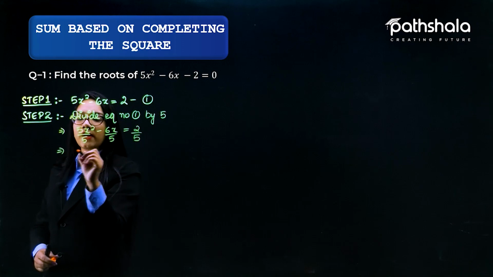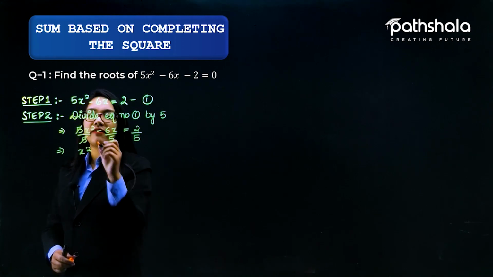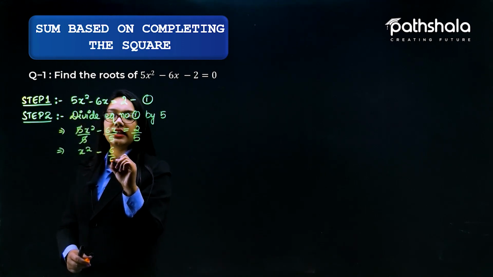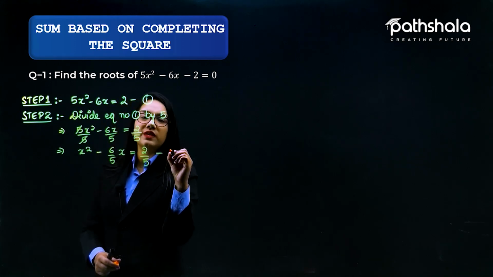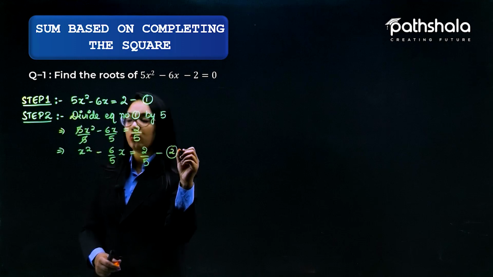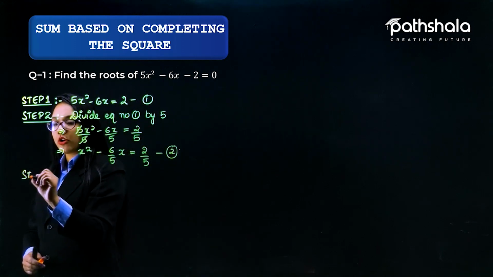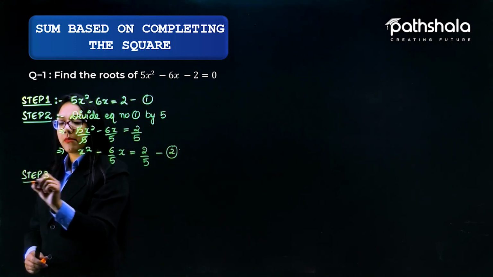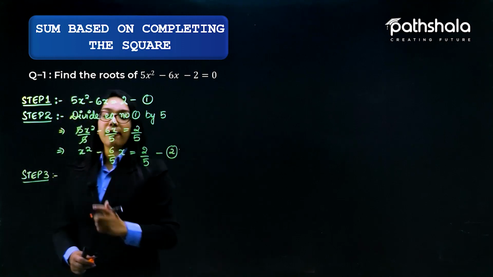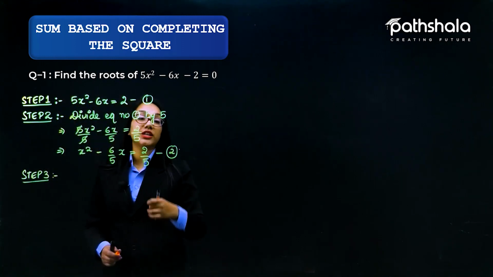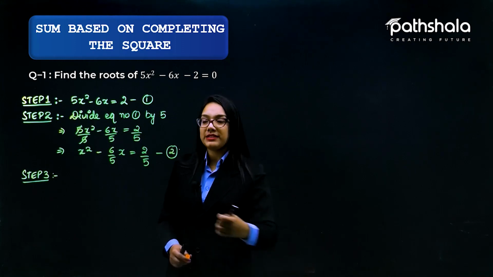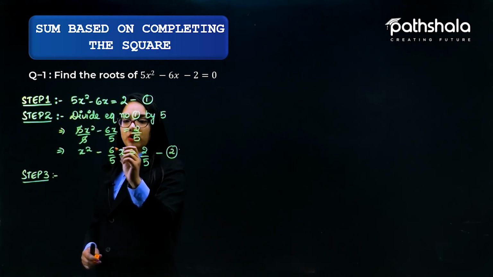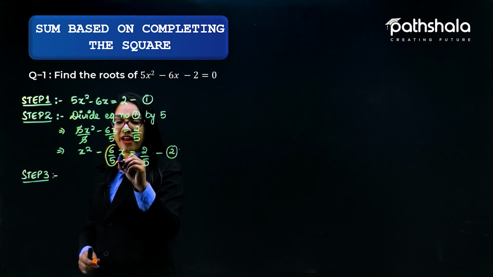And furthermore, we can write it as x square, because 5 and 5 get cancelled with each other, minus 6 by 5 of x, which is equal to 2 by 5. Let us call this equation number 2. Now let's talk about step number 3. The step number 3 was that we have to take the square of the half of the coefficient of x. As we can see over here, the coefficient of x is 6 by 5.